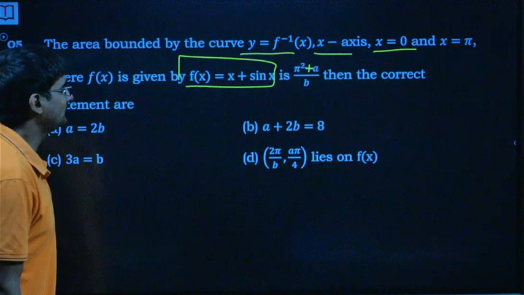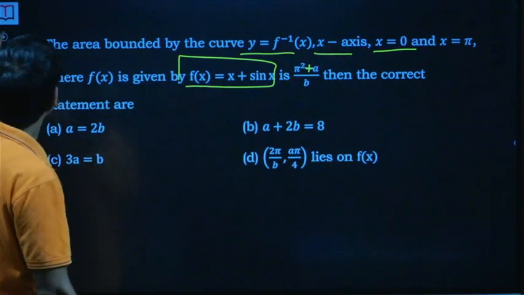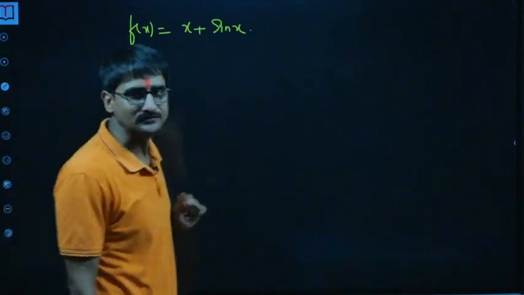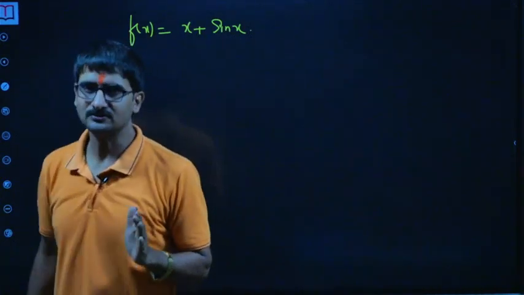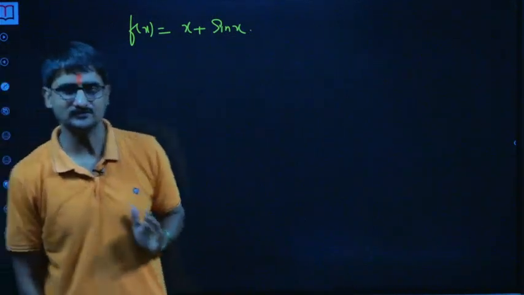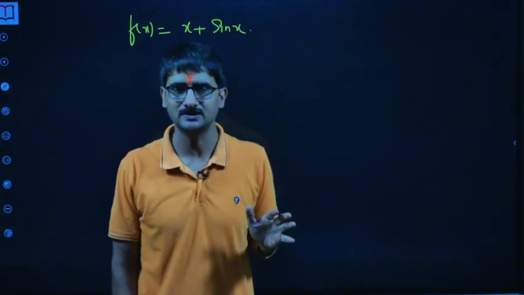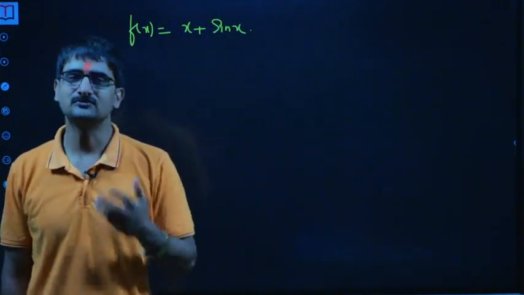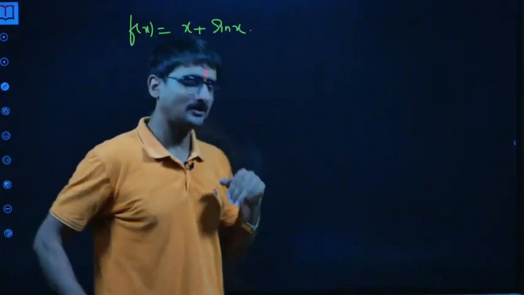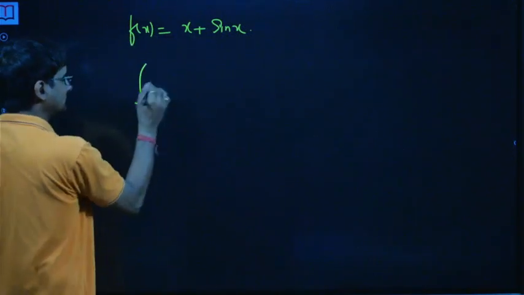Area bounded by y is equal to f inverse x. See, can we find its inverse? My answer is no. Most of the times, when you get a good question based on inverse, you can be sure that we won't be able to find the inverse. So what does that mean? That means we need to use the properties of the inverse of the function. Now here, let me tell you quickly.